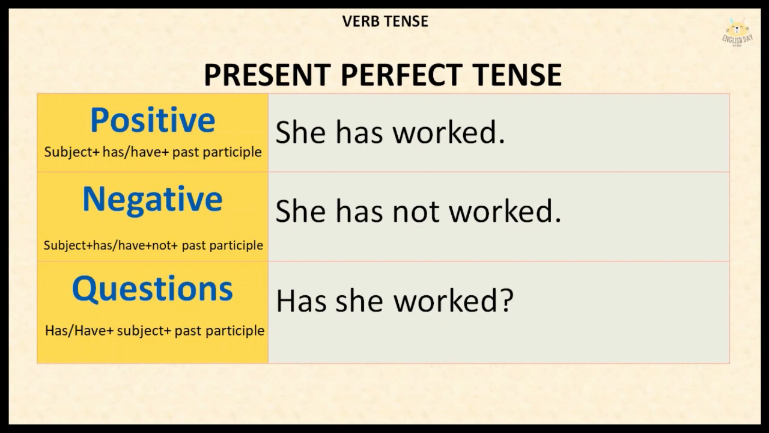Again, we begin with the subject, followed by has or have plus not, then the past participle form of the verb. For example, she has not worked. As you can see, we only added the word not in our sentence to make it negative. And lastly, we have the question form. In here, we start our pattern with has or have followed by our subject, then the past participle form of the verb. For example, has she worked?